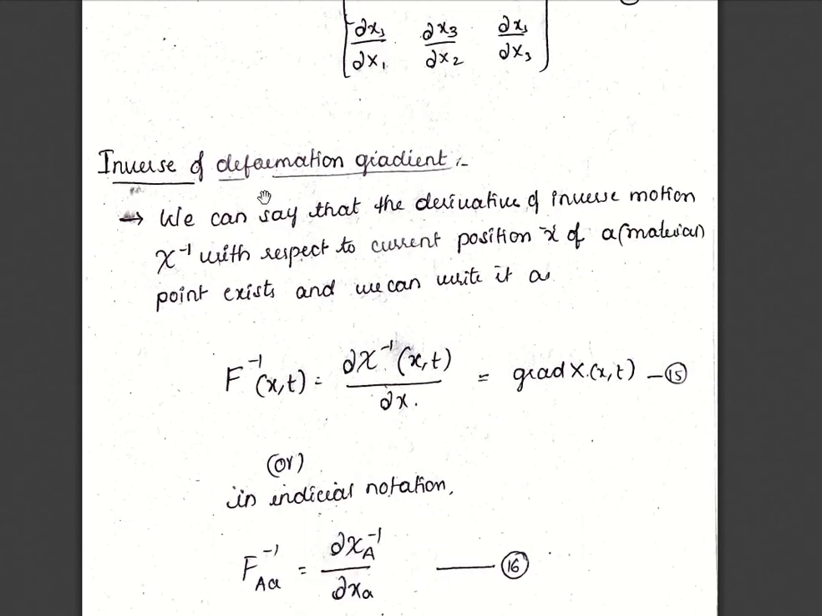So if we see the inverse deformation gradient, we can say that the derivative of the inverse motion chi inverse with respect to the current position small x of a material point exists.